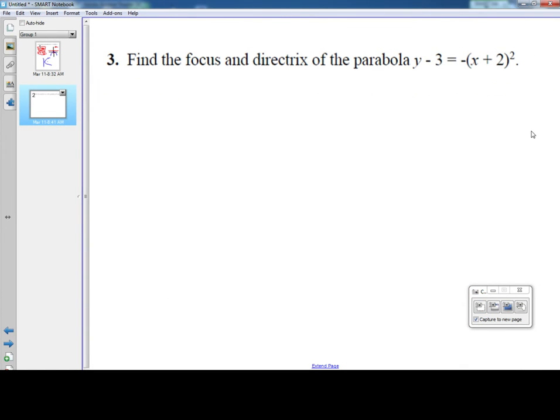Okay. Looking at this parabola, I can already see that the x value is a squared one. So what type of parabola am I working with? It's a vertical. And because, do you see the negative in the front? That means it's going to be upside down. Okay? Now, here's what I'm going to do. First thing, y minus 3 is equal to negative x plus 2 squared.